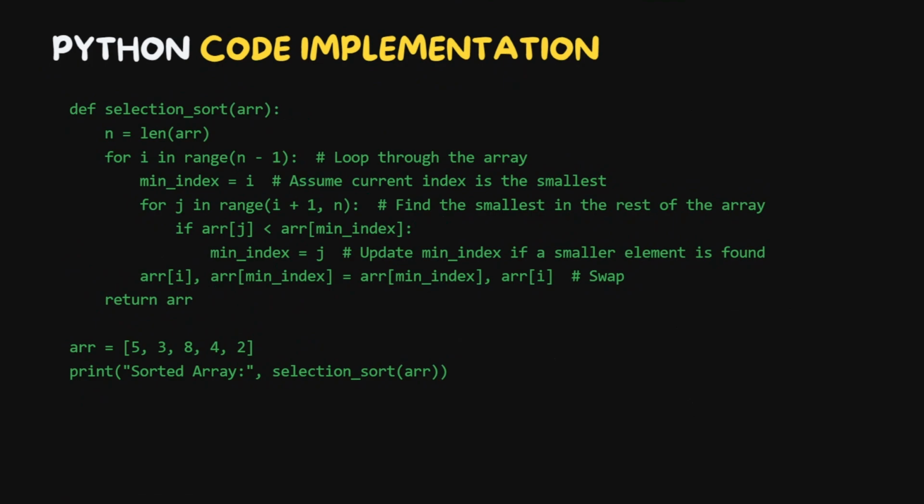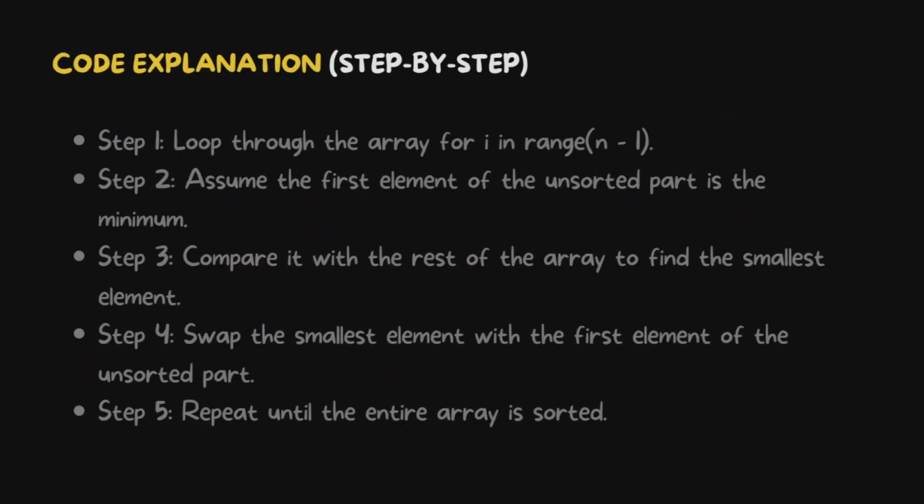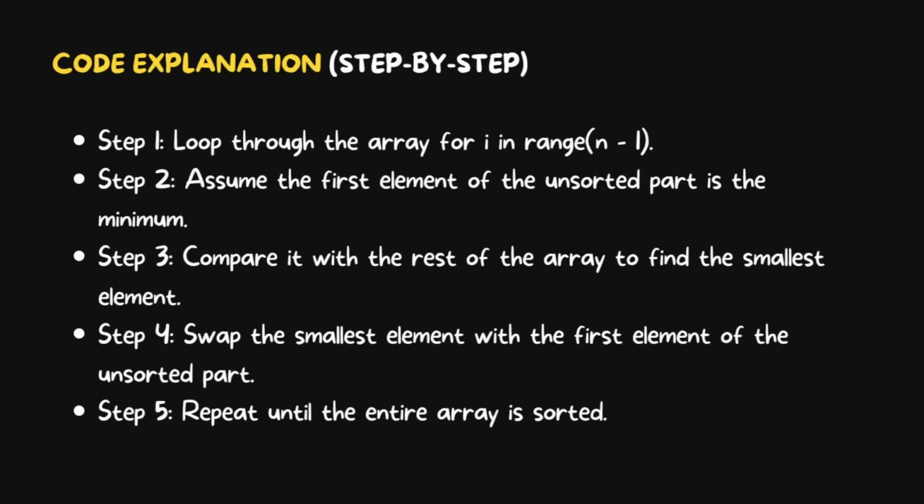Unlike bubble sort, selection sort performs fewer swaps. However, its time complexity remains O(n²), making it inefficient for larger datasets. So this is the step-by-step explanation I did in the previous slide. So go through it.